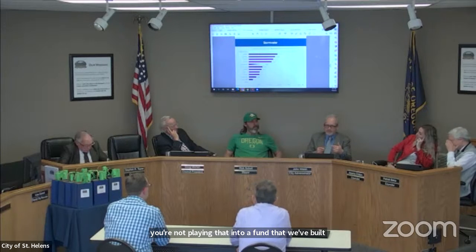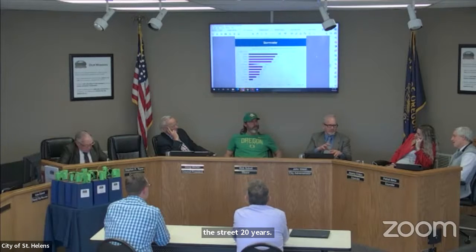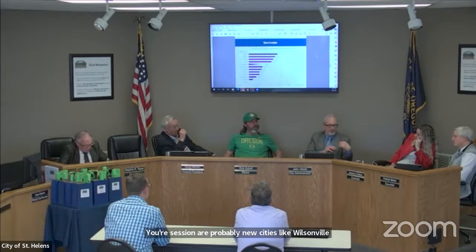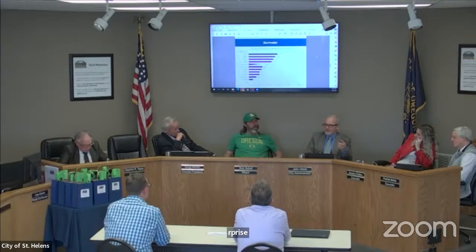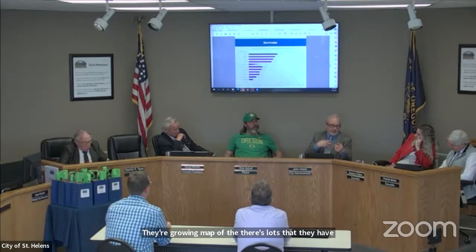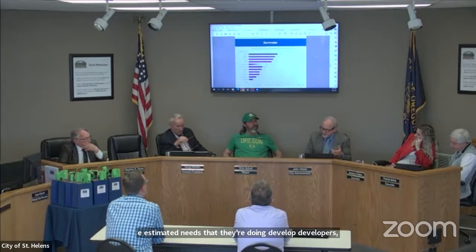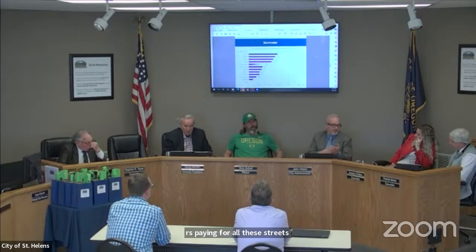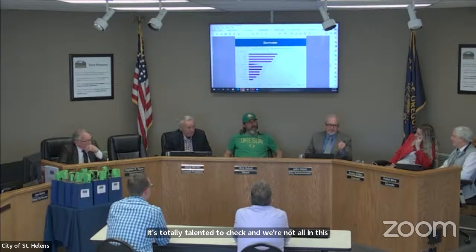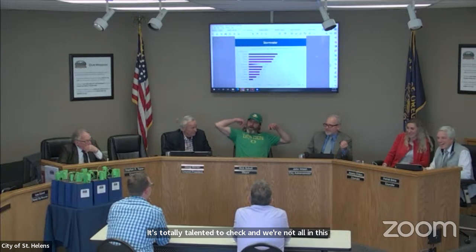With the exception of probably new cities like Wilsonville that have all these systems in place from the onset, they're going to be good for a while. They're growing rapidly, and developers are paying for all these new streets. It's such a really challenging situation, and we're not alone in this, but that doesn't bring any comfort in misery.